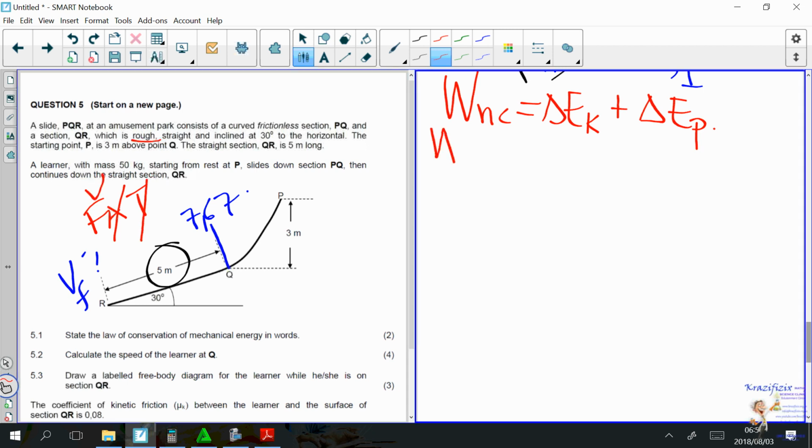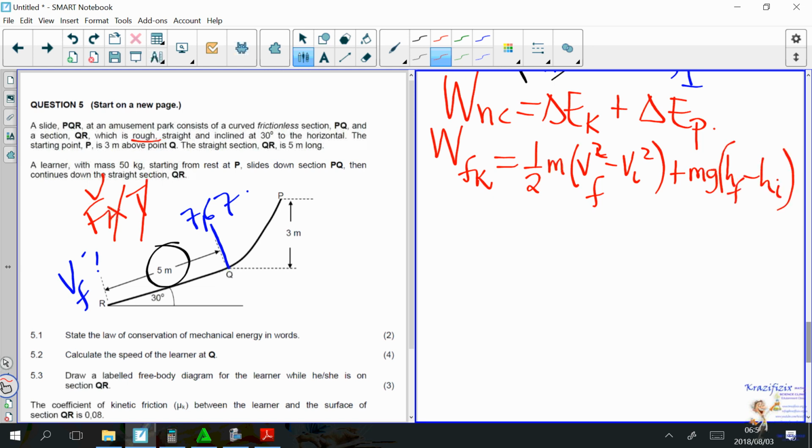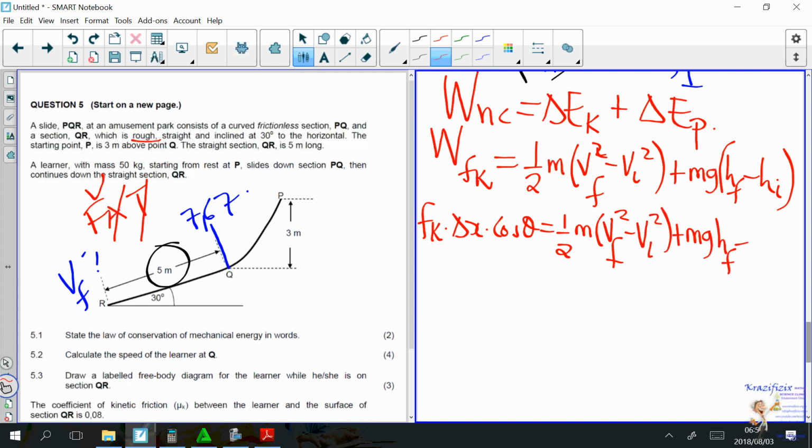So I'm going to say work done by friction. We expanded this formula a while ago, so I'm just going to go straight into that: half m vf squared minus vi squared plus mg h final minus h initial. Remember, we're going to explain a whole lot of concept here. Now, what will this one be? We explained it earlier on. Fk delta x cos theta equals half m vf squared minus vi squared plus mg h final minus h initial.